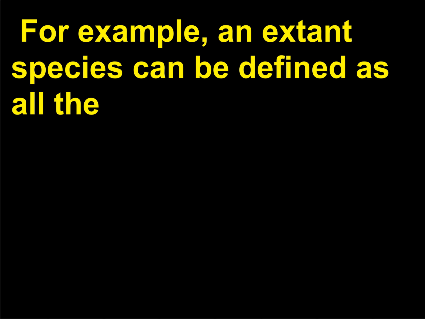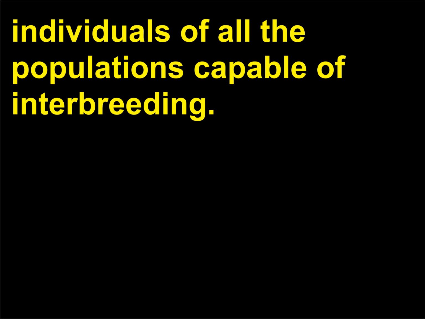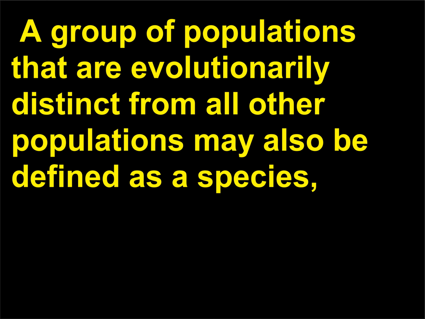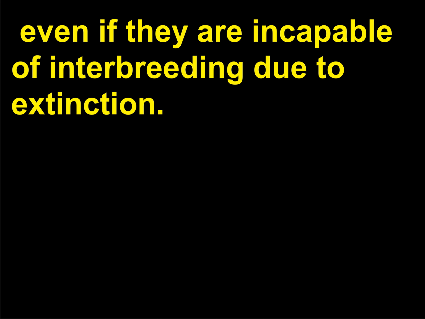For example, an extant species can be defined as all the individuals of all the populations capable of interbreeding. A group of populations that are evolutionarily distinct from all other populations may also be defined as a species, even if they are incapable of interbreeding due to extinction.